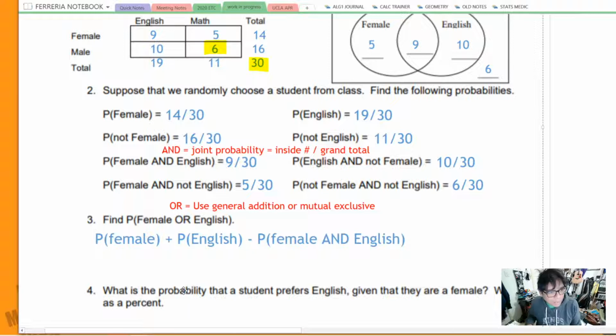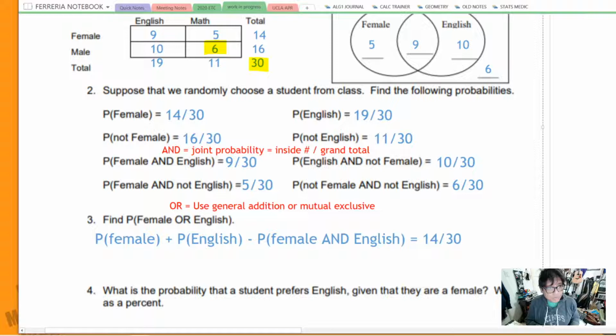So that means I'm going to use the general addition rule here because I'm not sure that anything is mutually exclusive. That's the best way to start off these. So we're going to do the probability of female plus the probability of English minus the probability of female and English. That is the general addition rule.